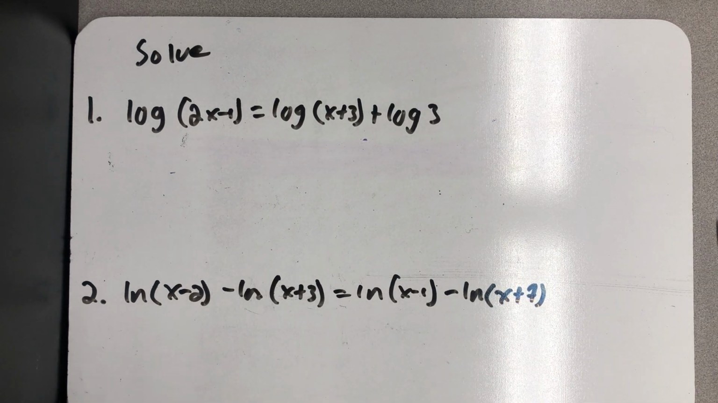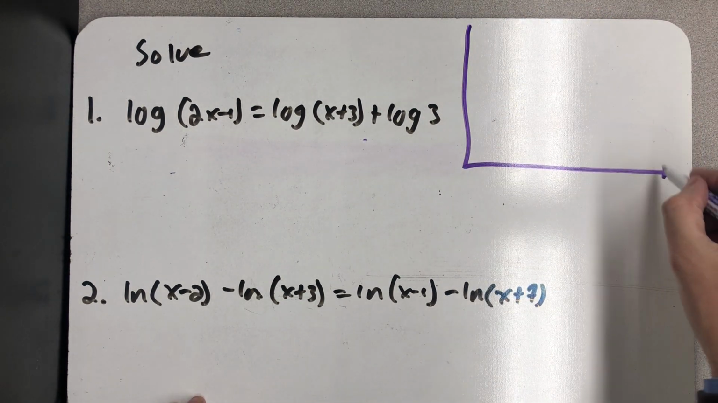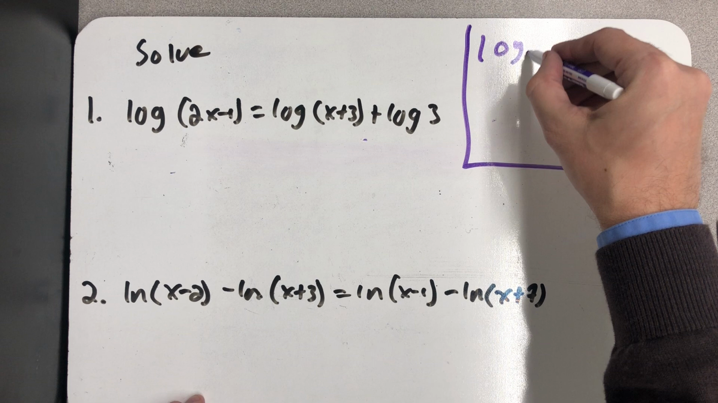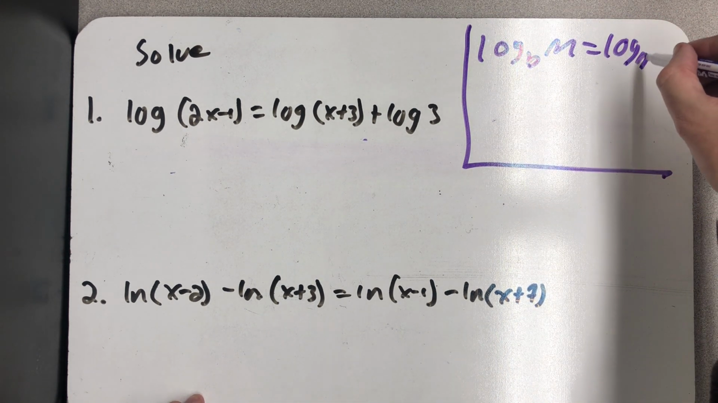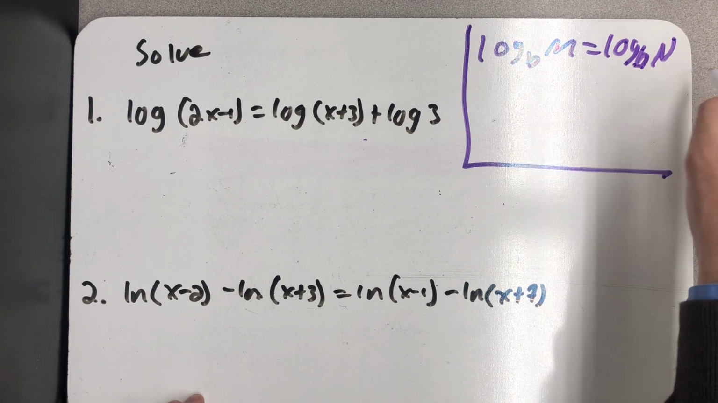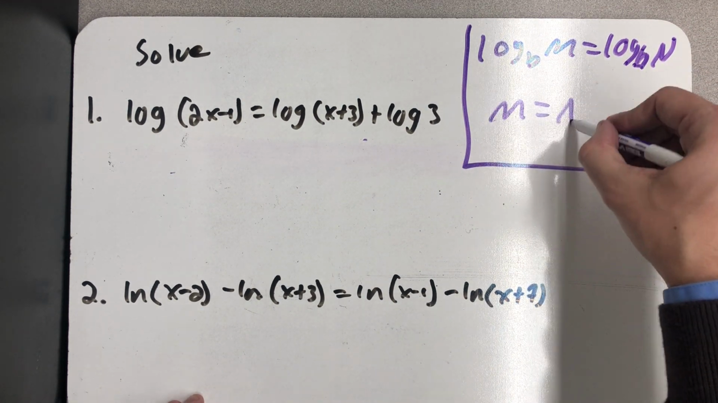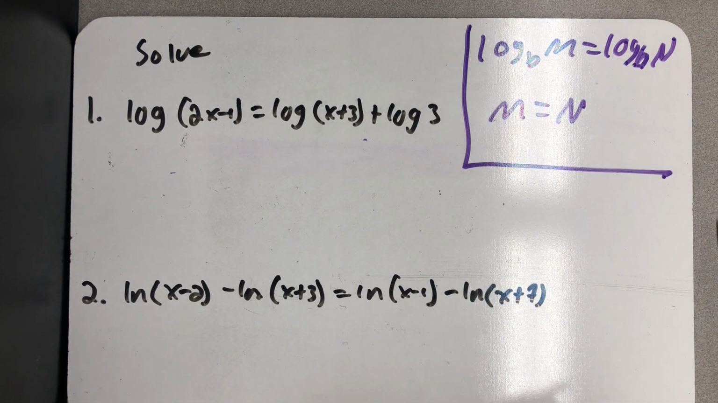I want to solve these two logarithmic equations, and I want to solve them both using the same method. Logarithms are one-to-one functions. So if I have log base b of m equals log base b of n, I can solve this just by saying, well, m has to equal n. I can set the insides equal to each other.